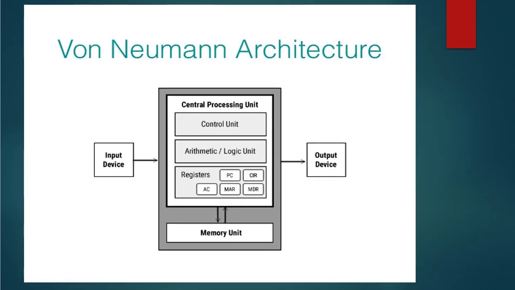Next, von Neumann architecture. Input device. Next, central processing unit. Next, control unit, arithmetic logic unit, registers, and memory unit, and last one, output device.